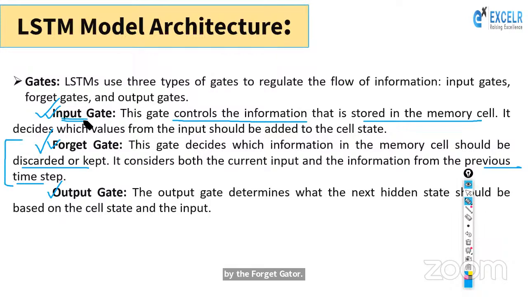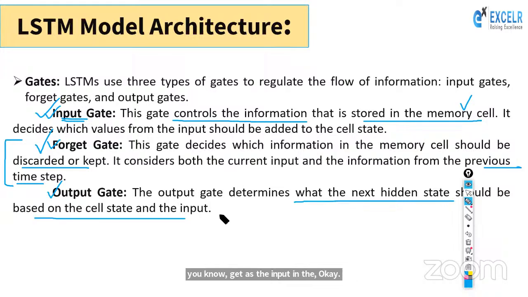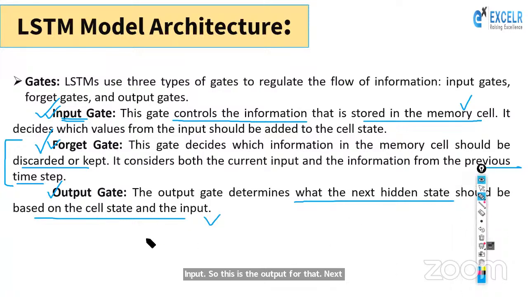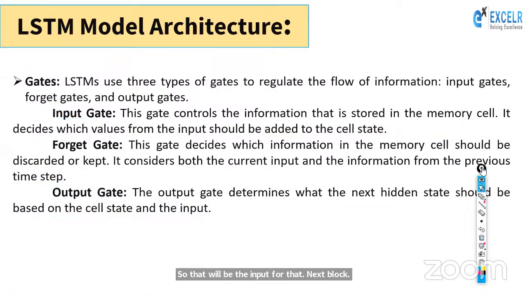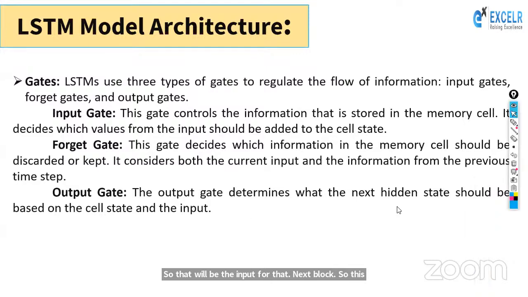The input gate will decide what new information will be taken as input in the memory cell, right? And the output gate will determine what the next hidden state should be, based upon the cell state and the input. This is the output for the next layer node. The output gate has two outputs: one is the cell state output and the other is the hidden state output. That will be the input for the next block. So this is the functionality of these gates, and that's why LSTM is called a gated neural network architecture.